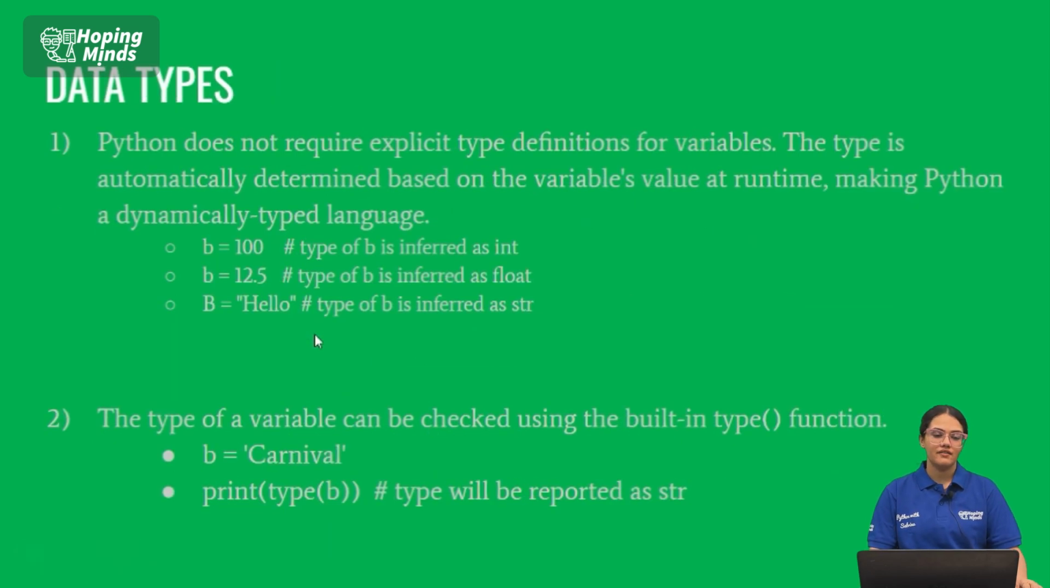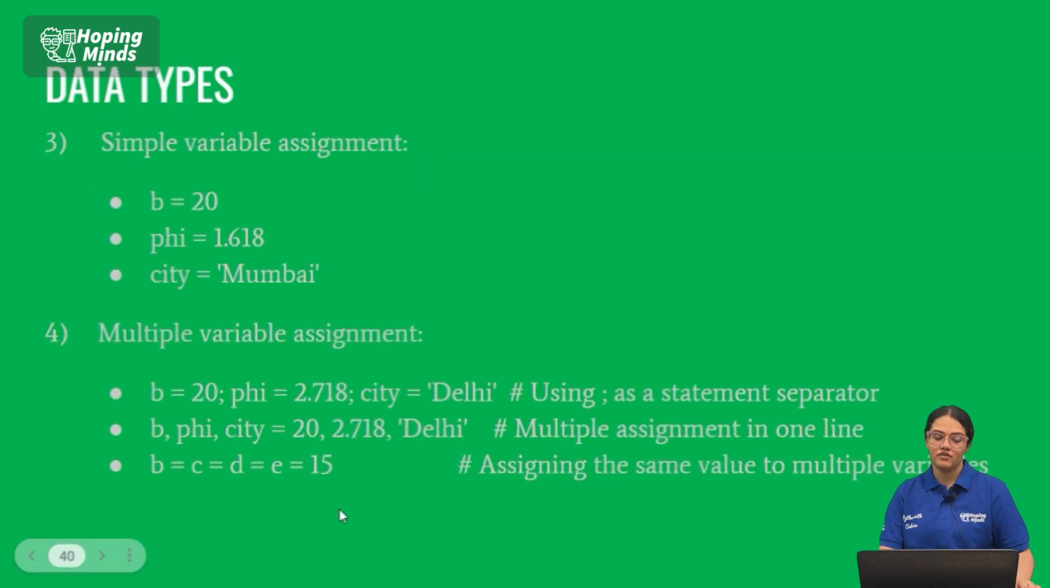Let us go through these points. Python does not require explicit definition. We know that it is dynamically typed. And number two, the type of the variable can be checked using the built-in type function. We have already done it, the type function. This is how you check the type of a variable.